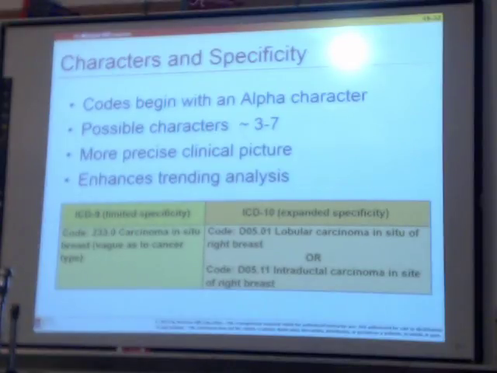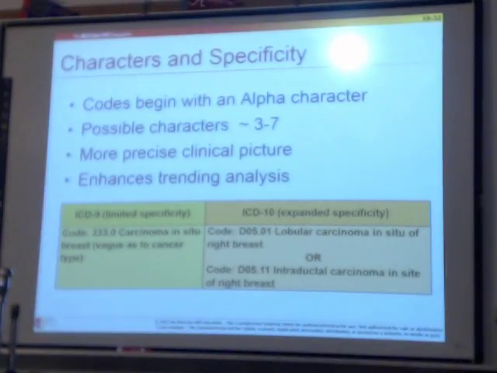Now, characters and specificity. All the codes begin with an alpha character, so they all have a letter at the beginning. They have anywhere from 3 to 7 characters. ICD-10 gives a more precise clinical picture. So when someone looks at those codes, they can tell a whole lot more about what was wrong with your patient and what you actually need to be paid for, compared to ICD-9.